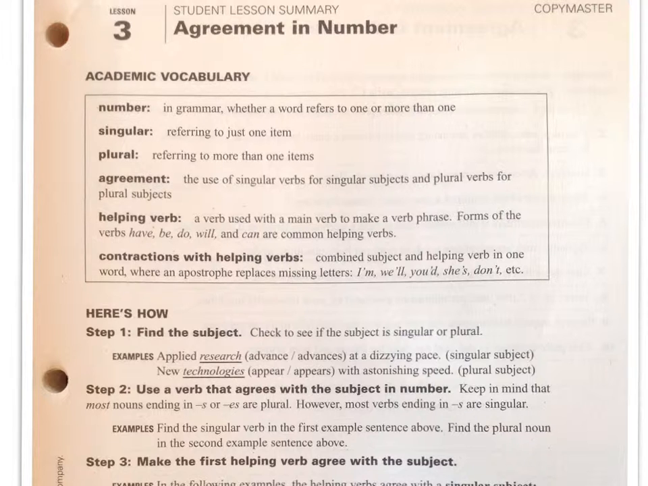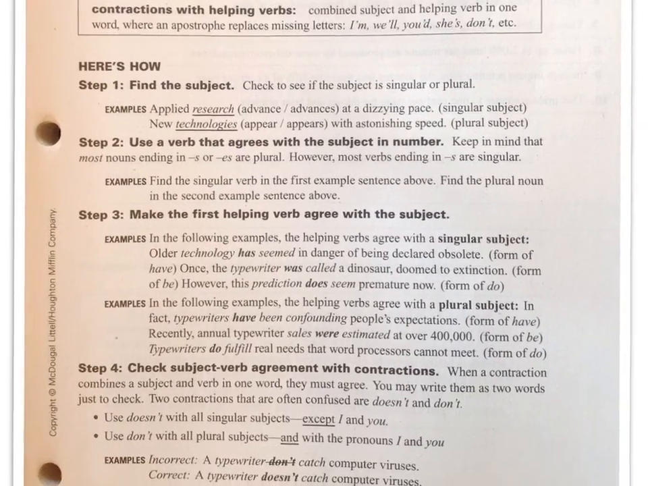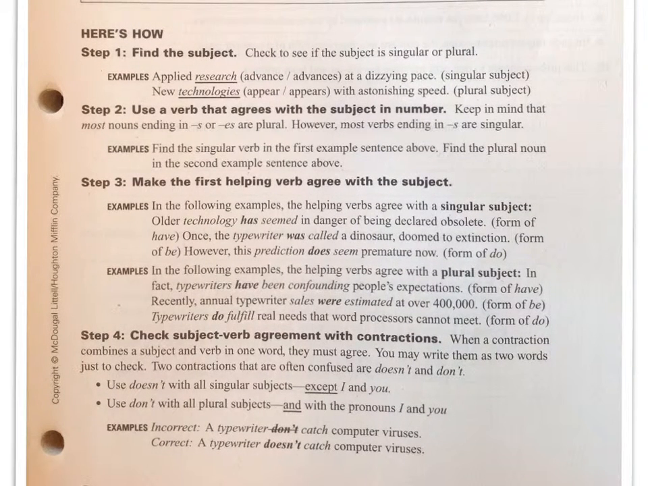So after looking at the academic vocabulary for agreement and number, let's find out how to get agreement, subject-verb agreement. So step 1, find the subject. Check to see if the subject is singular, right, one, or plural, two or more.